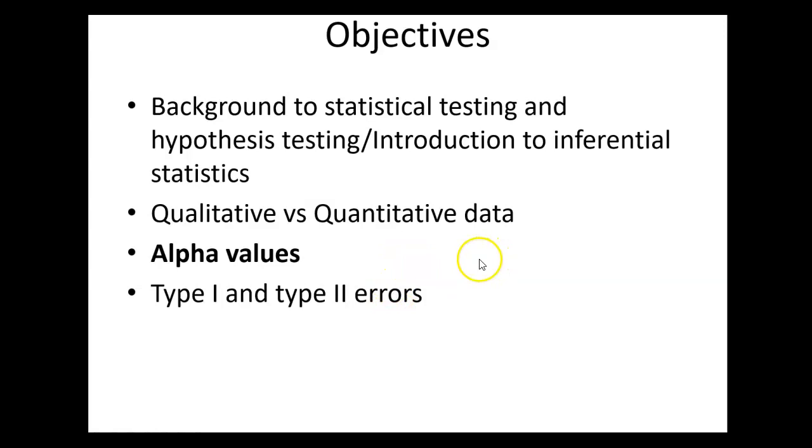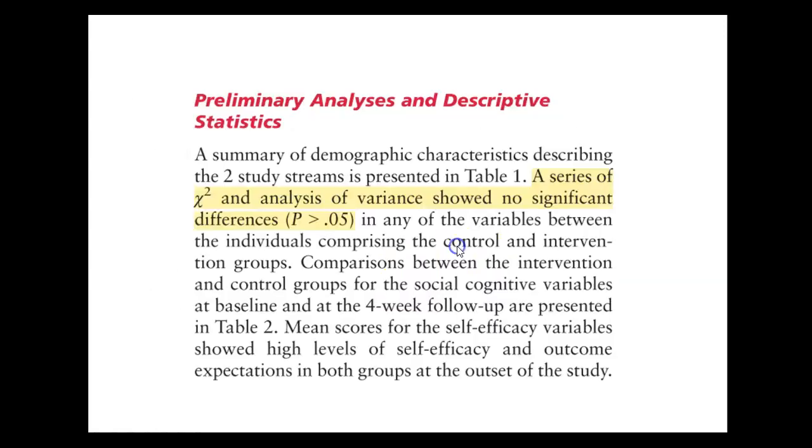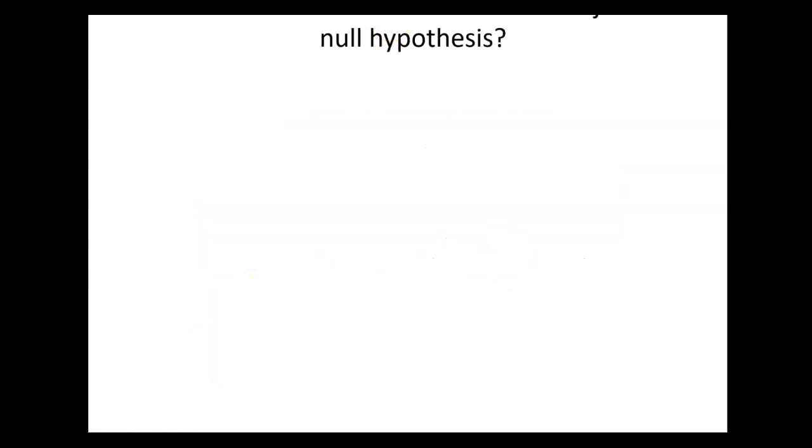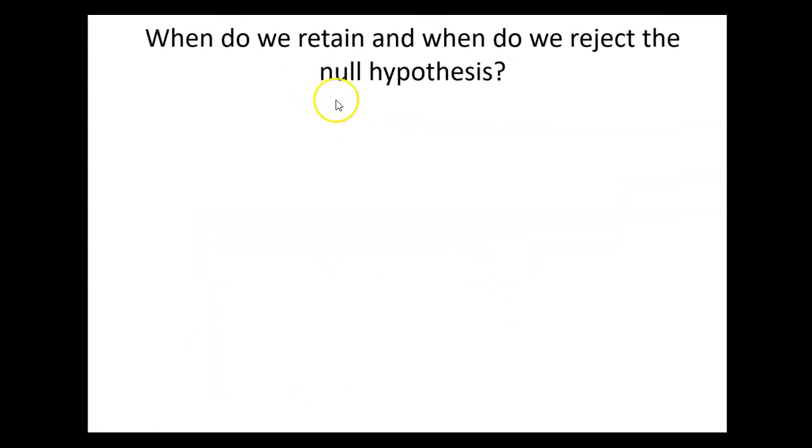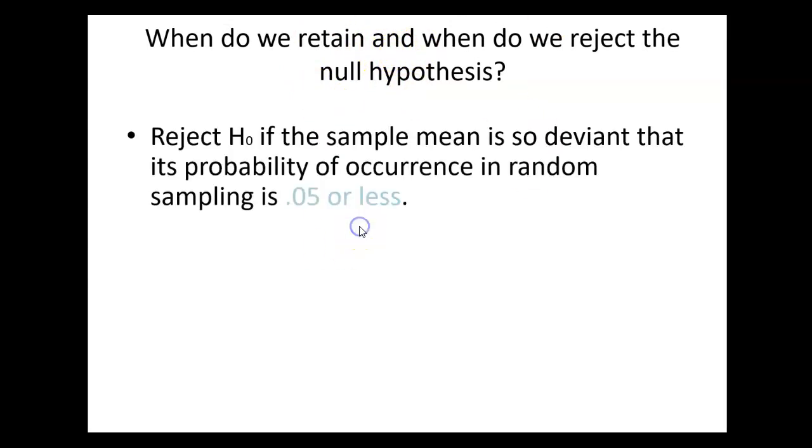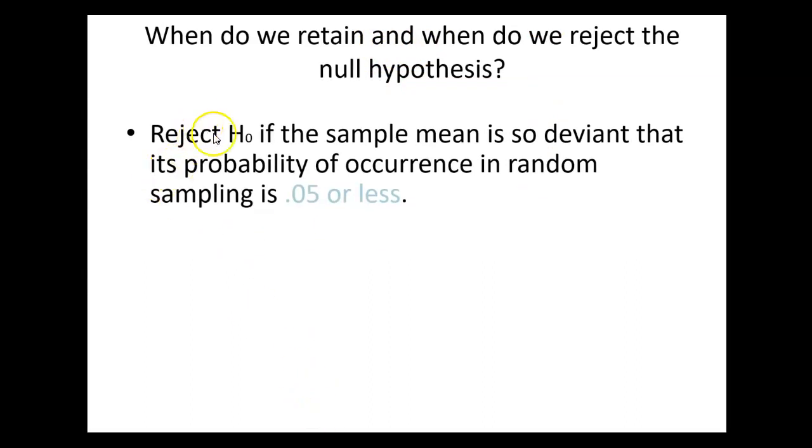We'll move on to alpha values now. If you've read a research paper, you might have seen something like this. A little p, and then a value that's often 0.05. So what does that mean? This information will help us decide when we retain or when we reject a null hypothesis. And we'll get into alpha values more so it makes sense. So if p is 0.05 or less, we would reject a null hypothesis.